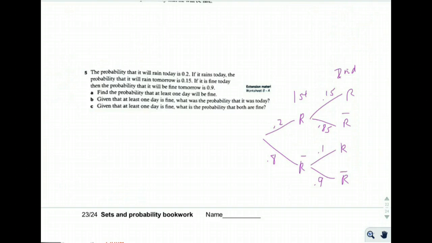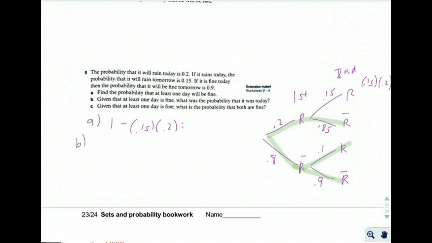A. Find the probability that at least one day will be fine. So that would be either this path or this path or this path. Okay, so everything except for raining both days. Raining both days, we find that it's 0.15 times 0.2. So A would be 1 minus 0.15 times 0.2. Okay? I'll let you figure that out.